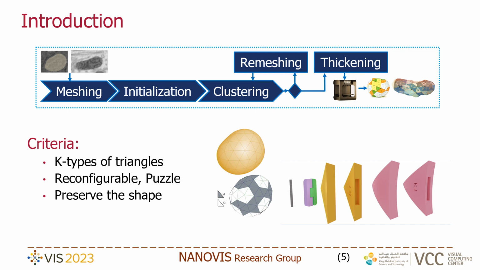This is an overview of our method. On the left side you see the biological structure, and on the right side you can see the corresponding physically printed models. We are interested in modeling these structures with at least 3 conditions. Modeling with only k types of triangles, supporting reconfigurability in a puzzle-like fashion, and preserving the input shape. The reconfigurability is achieved by holes and hinges. The intermediate steps are discussed one by one in the upcoming slides.